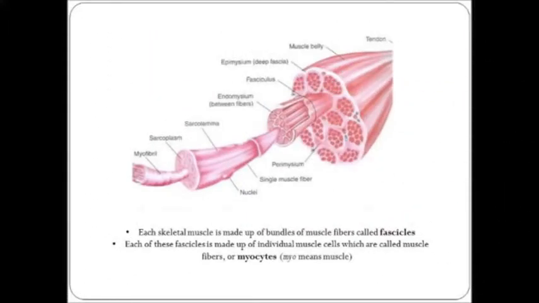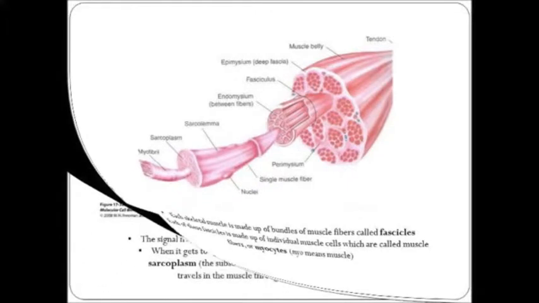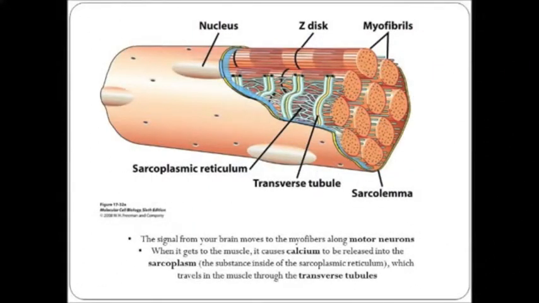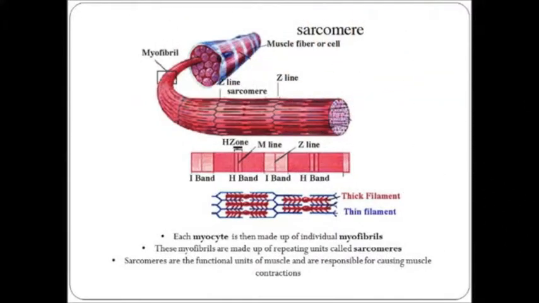Each skeletal muscle is made up of bundles of muscle fibers called fascicles. Each of these fascicles is made up of individual muscle cells, which are called muscle fibers, or myocytes. The signal from your brain moves to the myofibers along motor neurons. When it gets to the muscle, it causes calcium to be released into the sarcoplasm, which travels through the transverse tubules. Each myocyte is then made up of individual myofibrils.